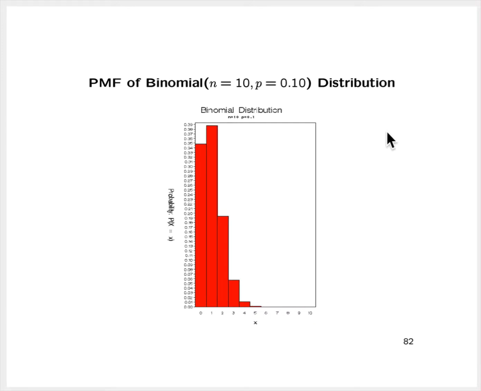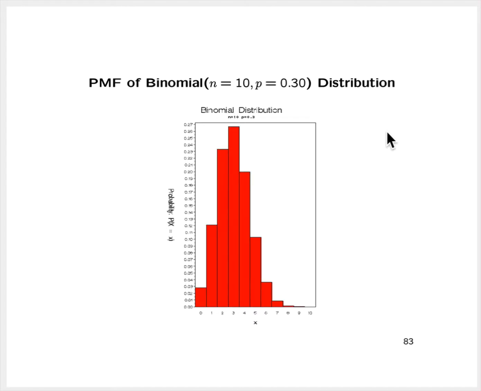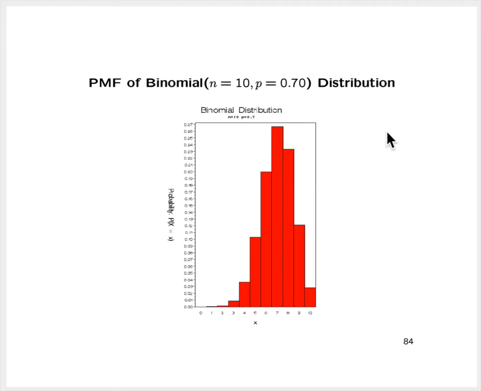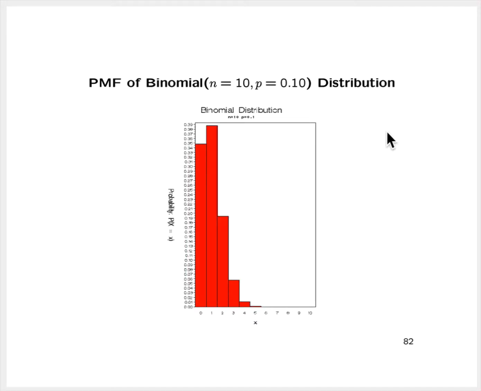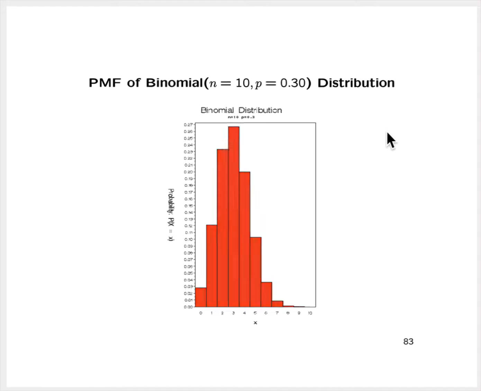So here's the distribution when n is 10 and p is 0.1, and you can see it's quite skewed to the right. Here we have p equal to 0.3. It's still skewed to the right, but not as much. Here we have p equal to 0.7, and now it's skewed to the left. And then we have p equal to 0.9, and it is very skewed to the left. The magnitude of the skewness when p is equal to 0.9 is the same as the magnitude of the skewness when p is equal to 0.1. They just have different signs.